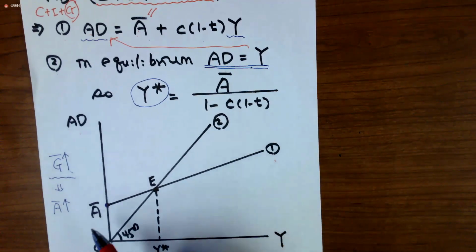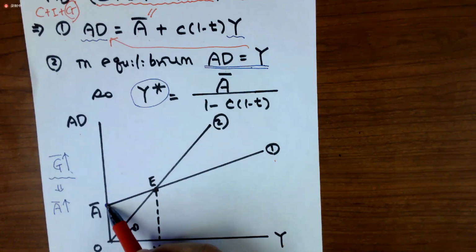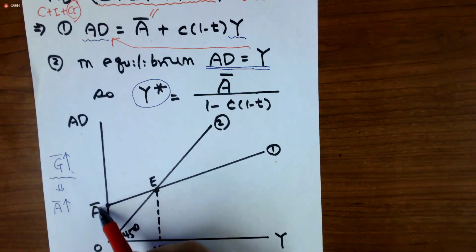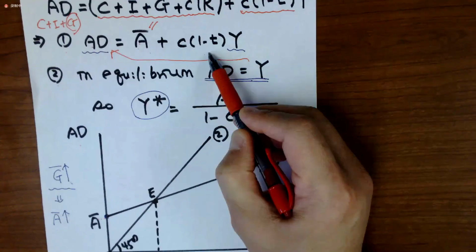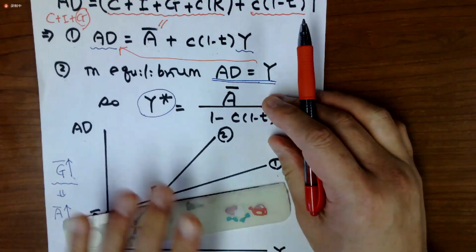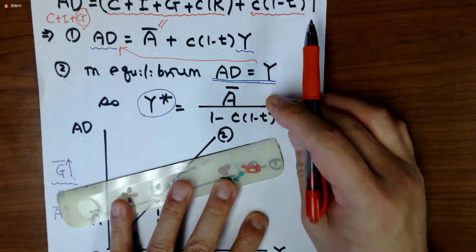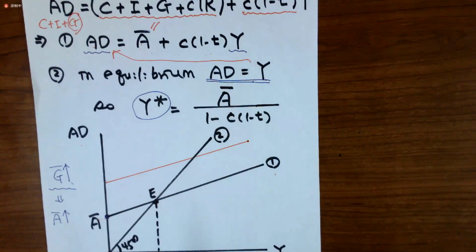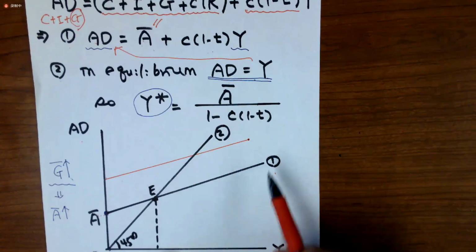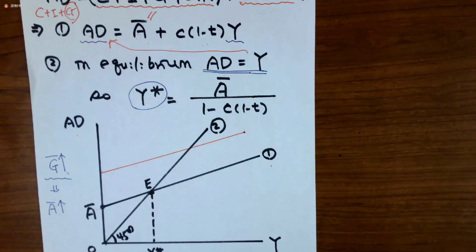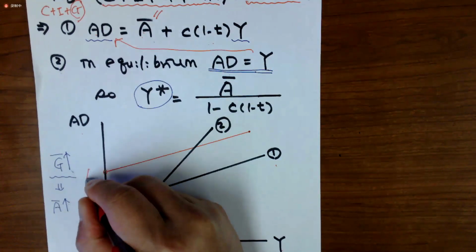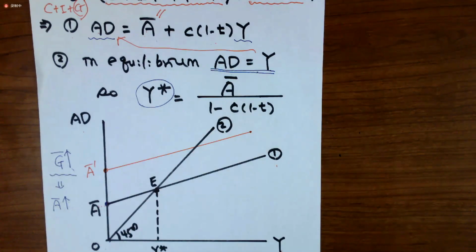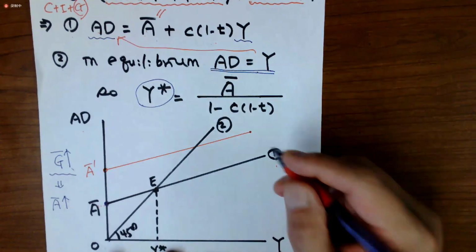The intercept goes up, correct? The slope doesn't change, right? Yes. Good. So you should expect to see a parallel shift in the economy's aggregate demand. So this will give us our A bar prime. So this will give us AD prime.